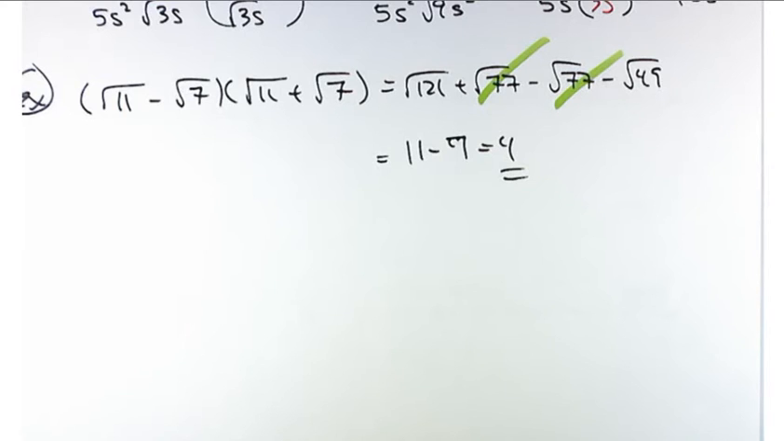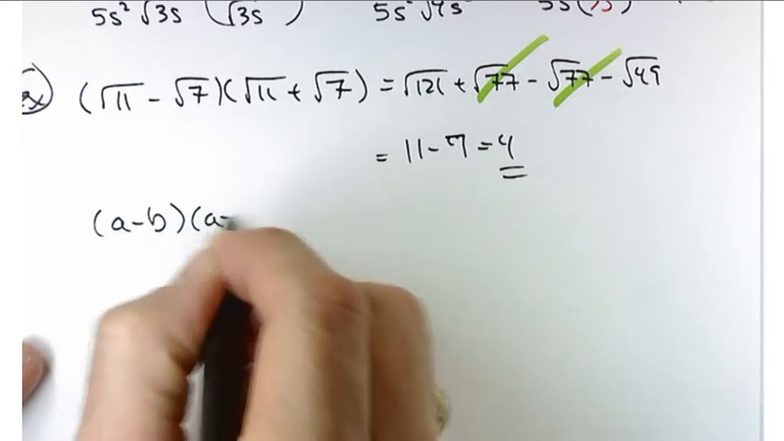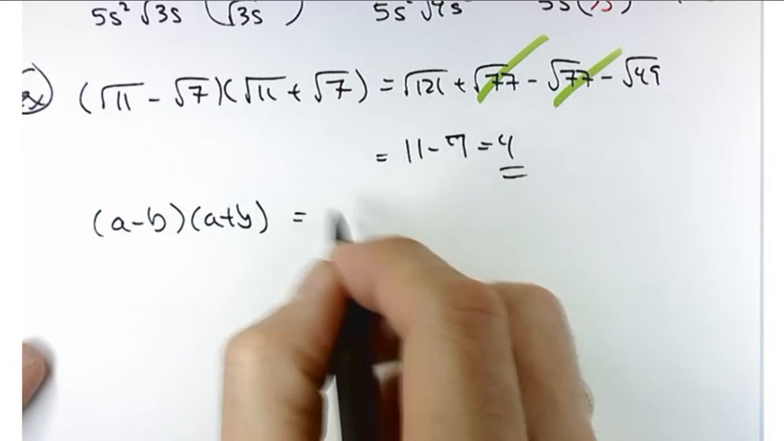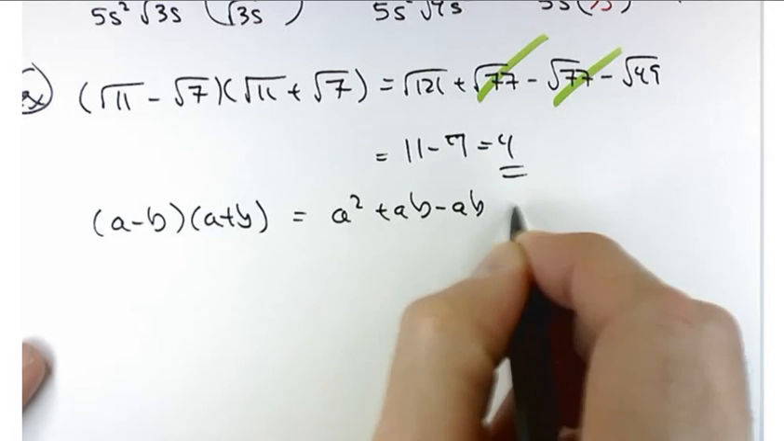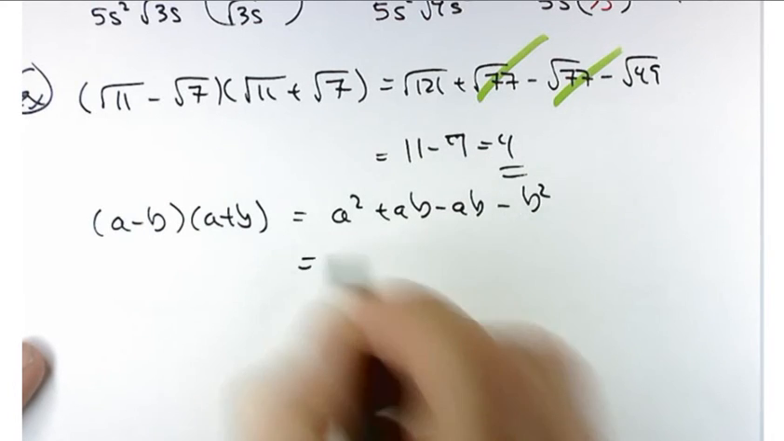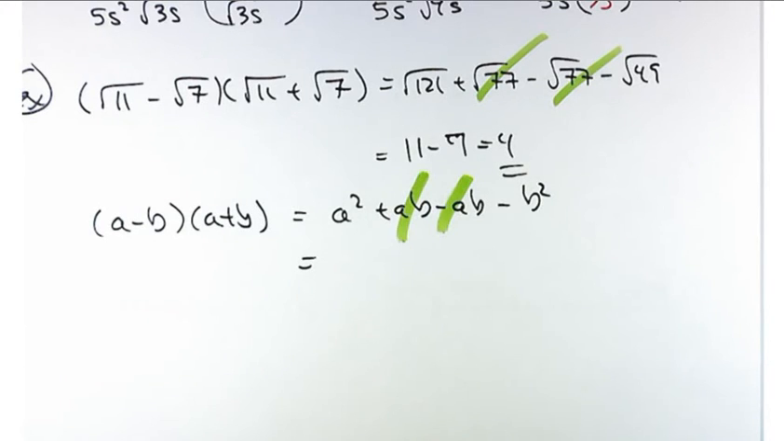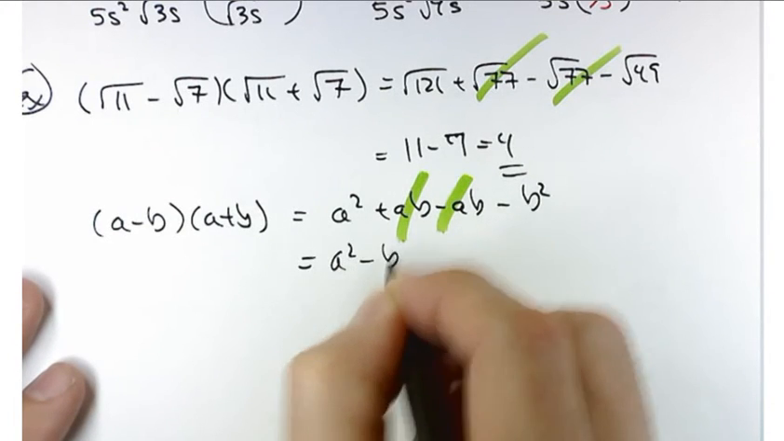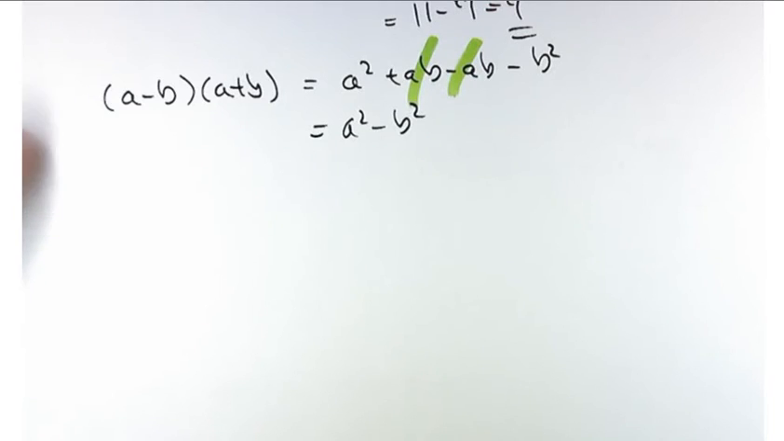That's always going to happen when you have something of the form a minus b times a plus b. You're going to get a squared plus ab minus ab minus b squared. In fact, you're going to see a familiar factorization. Factorization is the difference of squares. So it's nice when you're multiplying those, you get those middle terms to cancel each other out. And you end up squaring the end terms, taking their difference. So what's that have to do with anything?